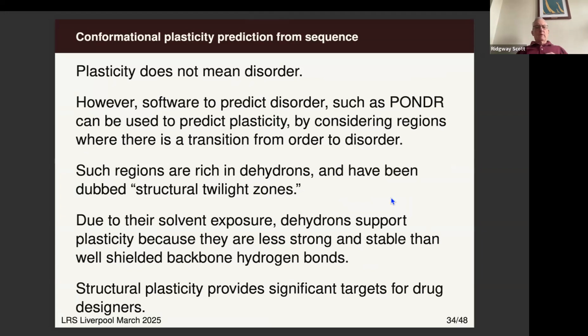Okay, so plasticity does not mean disorder. However, Pondor, which does predict disorder, can be used to predict plasticity to some extent, because these transition regions from order to disorder, the structural twilight zones, the plastic regions, we believe all correlate together. So we think that something like Pondor can be used to tell us where to look to see where there might be structural issues in existing proteins.